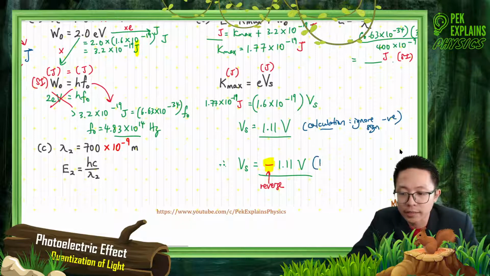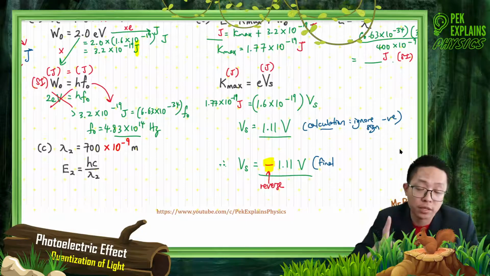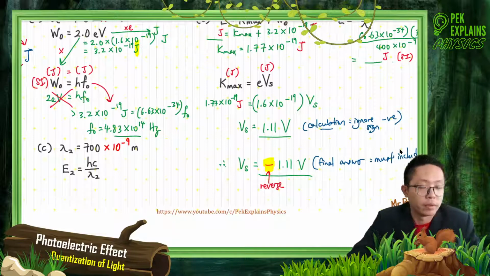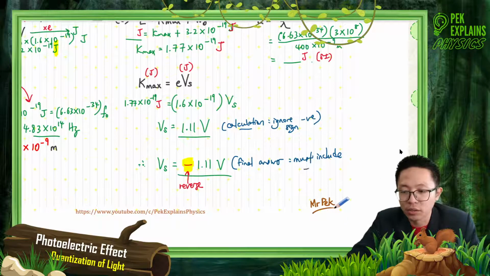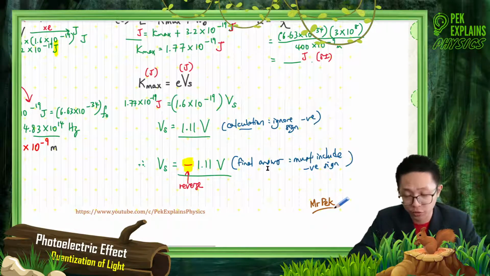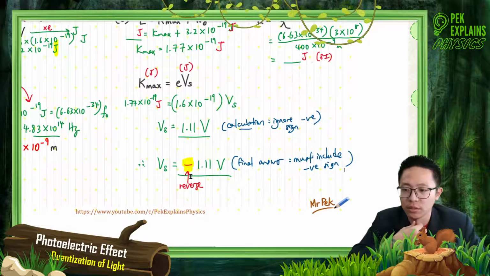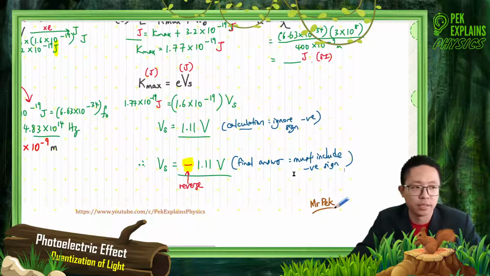But in the final answer, if the question asks for stopping voltage, you must include the negative sign, because that negative explains the meaning of stopping voltage. A stopping voltage is a kind of reverse voltage. But in calculation, just ignore the negative sign.